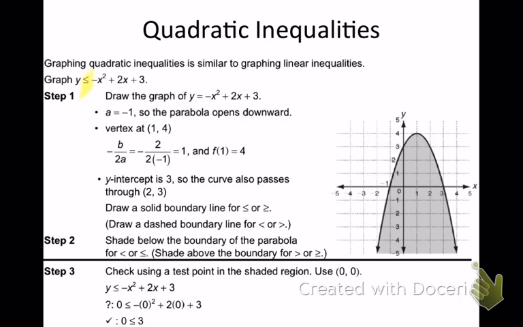So I need to find the axis of symmetry. I need to find the vertex. After I find the vertex, I plot the y-intercept. After I do the y-intercept, I pick another value of x. And then I'm going to look at the shading.